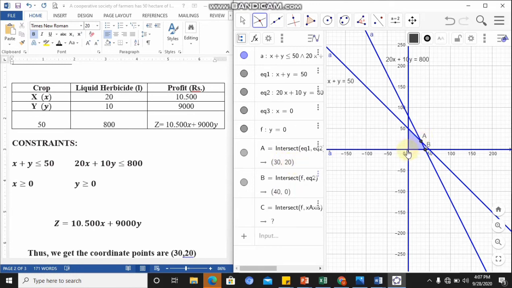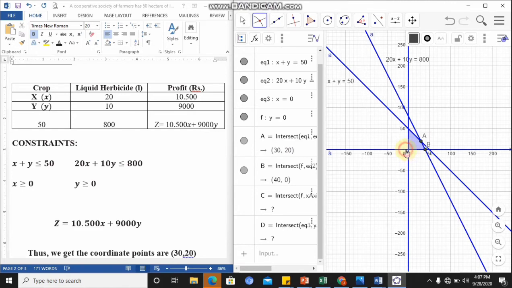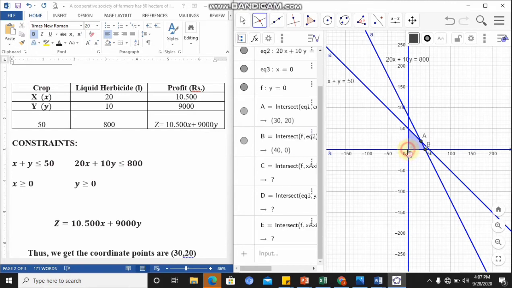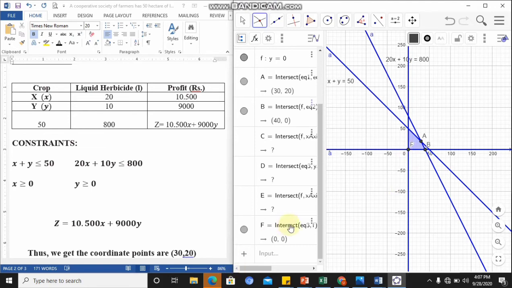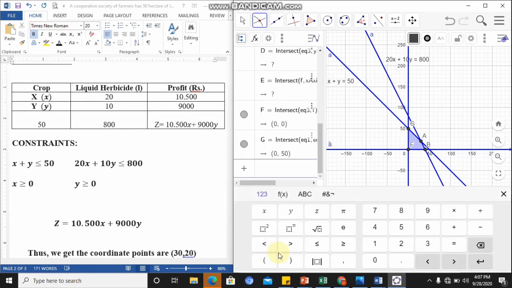and of course for this point it is (0,0), and for this intersection point G, we get (0,50). Okay, and the next step is to input the objective function.